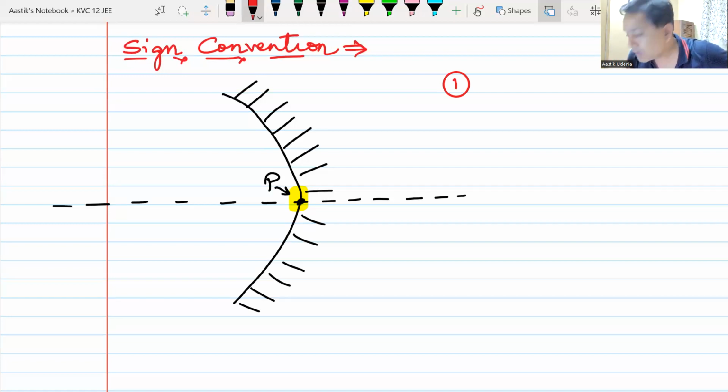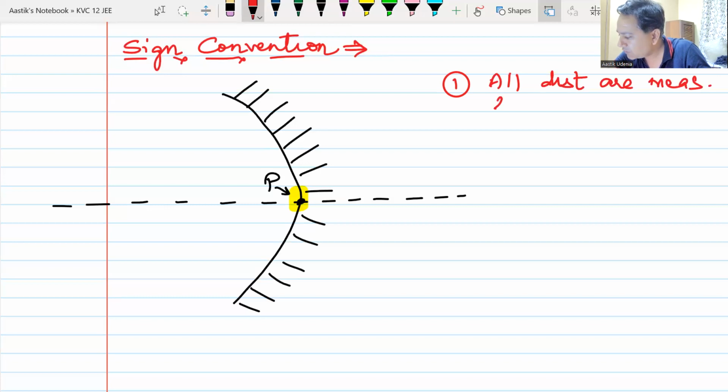What is the first point in the sign convention? From where are we going to measure all the distances? Pole. Yes, that is the first point. All distances are measured from the pole. All distances are measured from pole P as origin. I hope you know this.